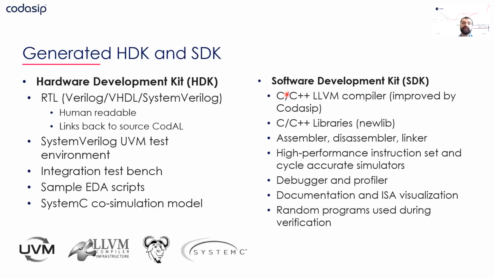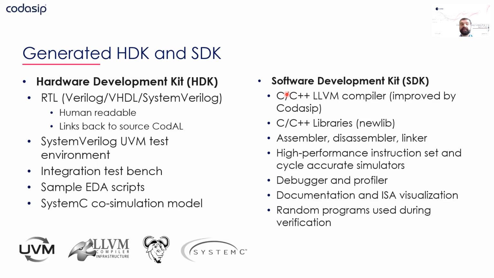Speaking of automation, let me briefly touch on the outputs that you can get out of the Studio, and let me split it into two parts. One is a hardware development kit, or HDK for short, and basically it contains the RTL in one of the three languages, so it can be Verilog, VHDL, or SystemVerilog. What I like to stress here is that the RTL is human readable. We keep IDs whenever possible. We respect the hierarchy that the user has, and so on.